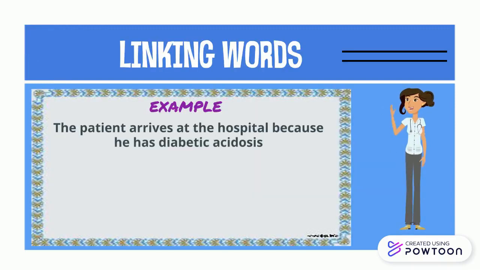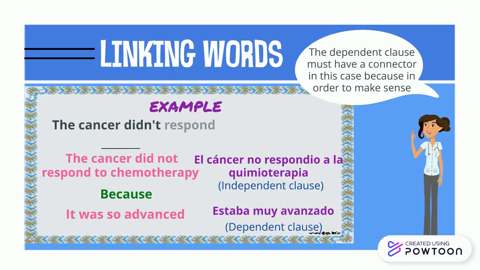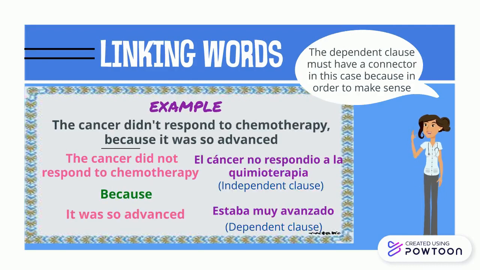The patient arrives at the hospital because he has diabetic acidosis. In this sentence we observe two independent clauses united by the connector, because. If both are read separately, the sense will not be lost. When we use a dependent clause and an independent clause we will have, for example, the cancer did not respond to chemotherapy because it was so advanced. If we did not use the connector, because, the dependent sentence would lose meaning.